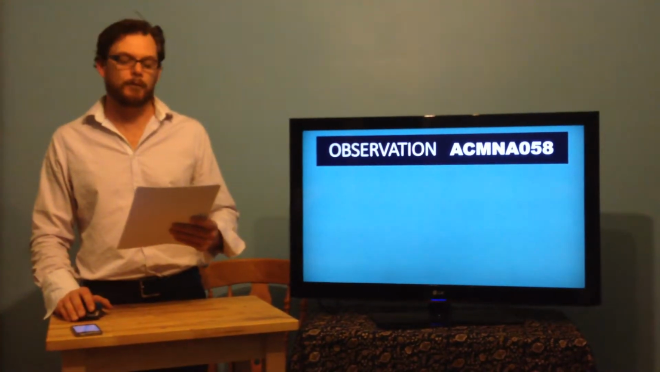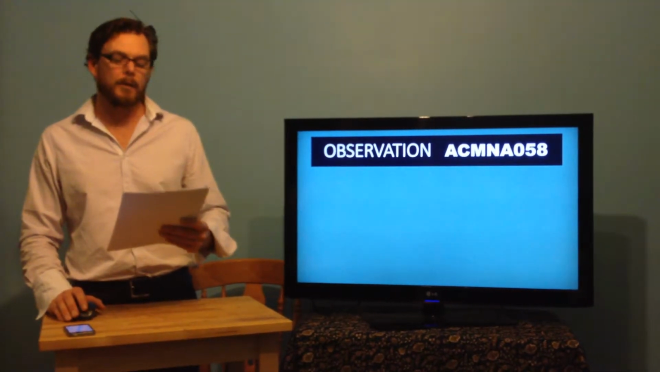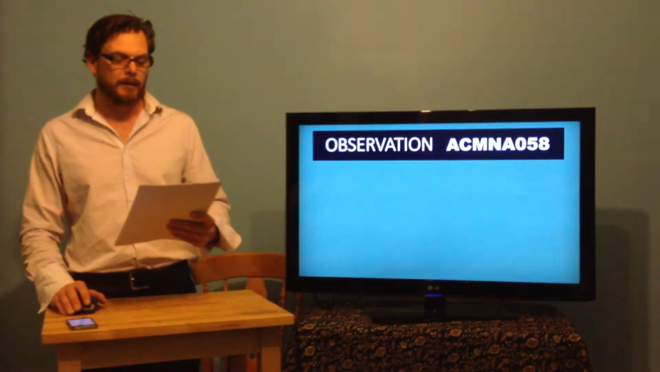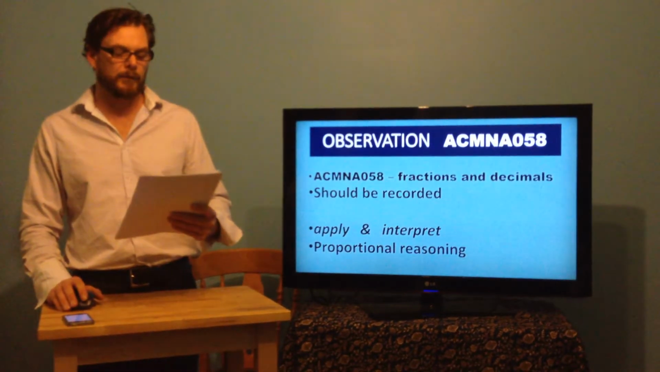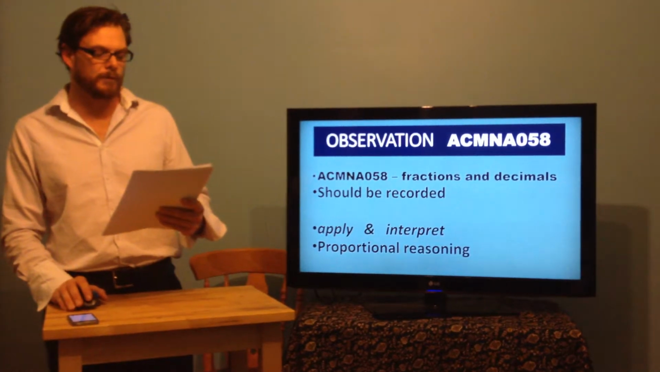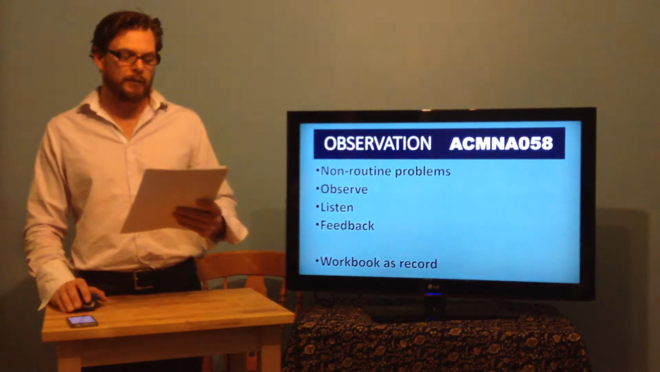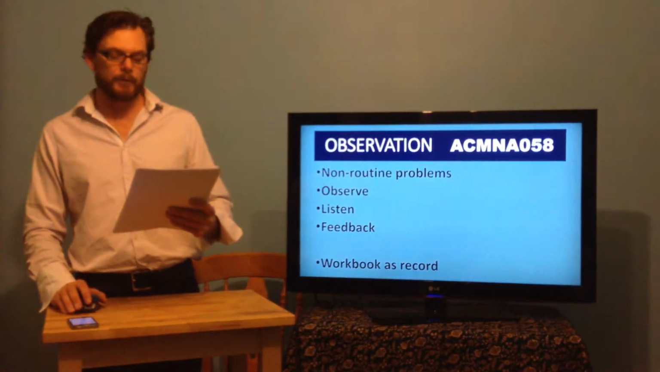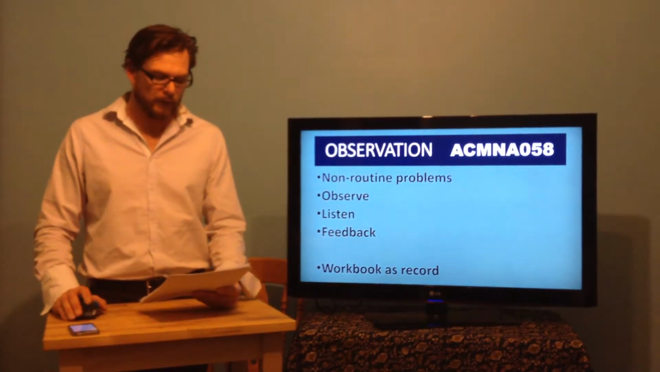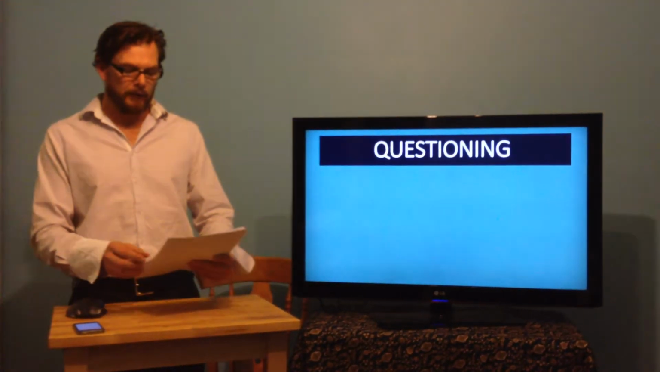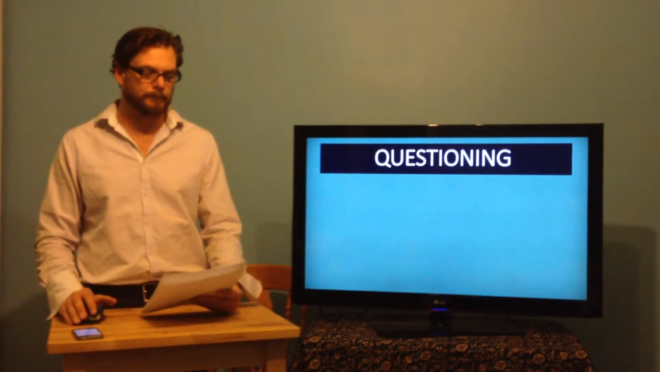Observation is the mainstay of formative assessment, but observation means little if it is not recorded, and knowing what to record requires planning. In content descriptor ACMNA 58, the key learning outcome is for students to apply and interpret proportional reasoning, a difficult concept that is commonly misunderstood. Having students work in pairs through a range of non-routine problems provides teachers with opportunities to observe and to listen, and to question and provide feedback. If students use a workbook, this can also become a diagnostic instrument and record.